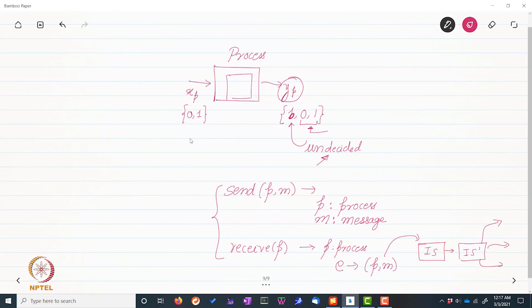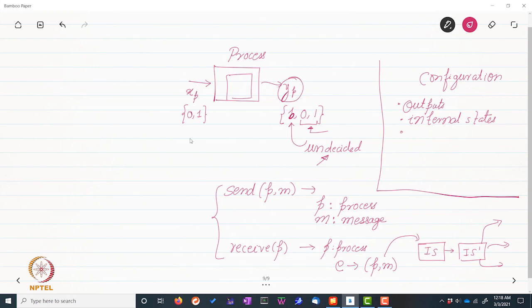Given that we have seen this, we are now in a position to define something called the configuration. The configuration is a key point in our algorithm. It's one of the most important inputs that we'll use. A configuration is a configuration of the entire system, and it contains all the outputs, a union of the internal states of all the processes, and along with that, all the messages in flight.